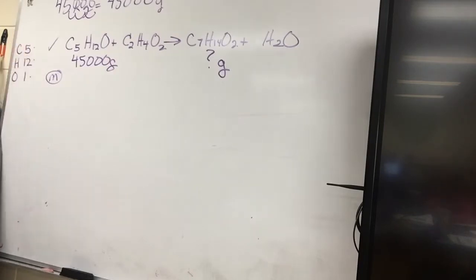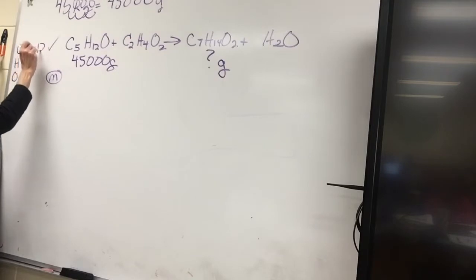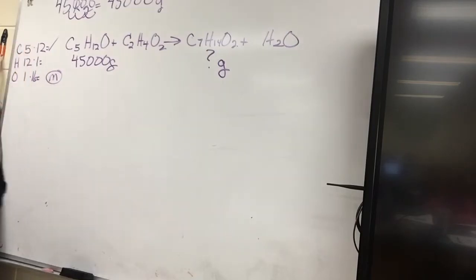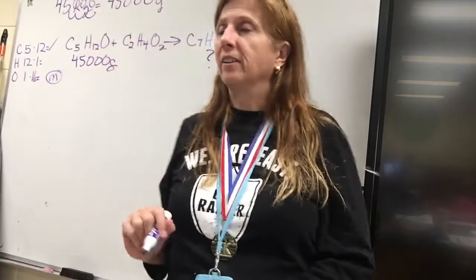We're going to look on the periodic table and get their masses. Carbon is 12, hydrogen is 1, oxygen is 16. We're going to multiply them. 5 times 12 is how many? 60.